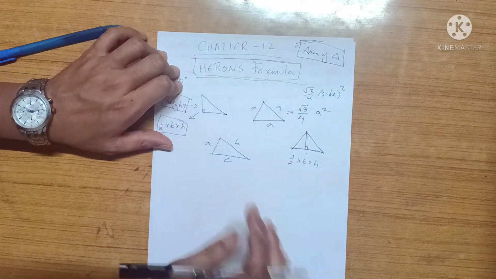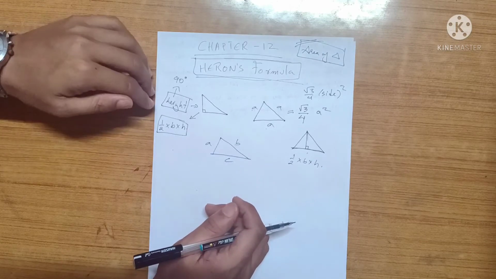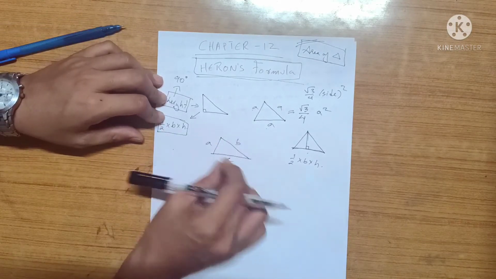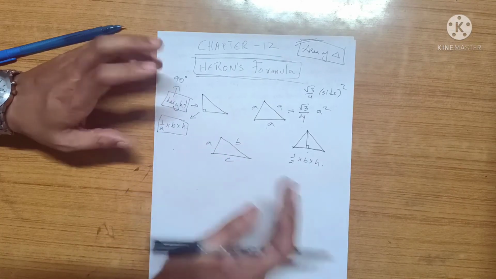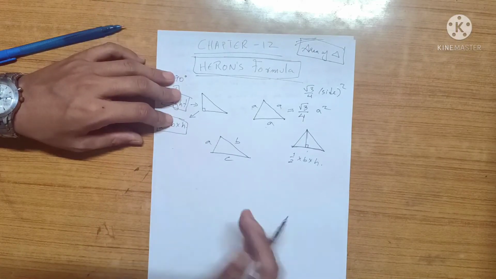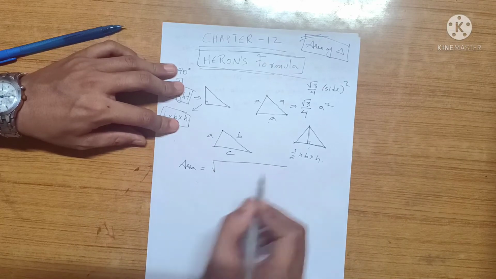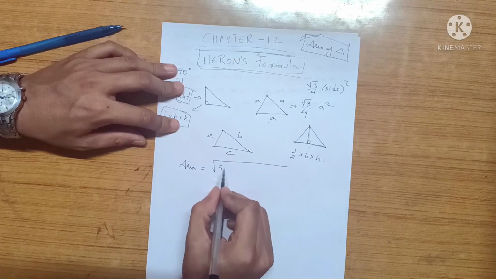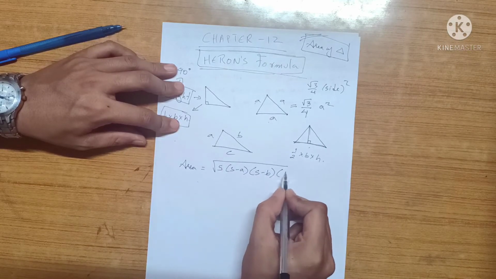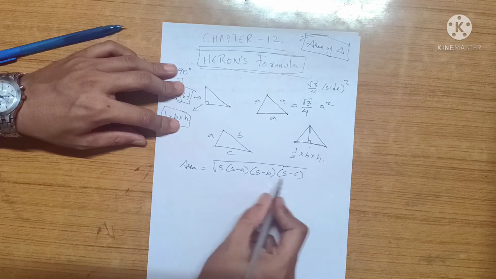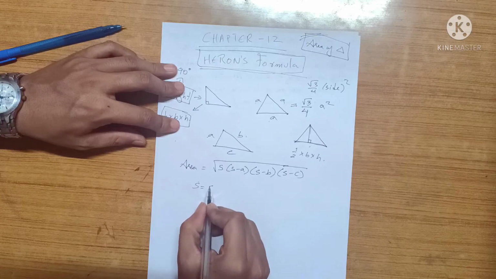Heron's formula is basically finding the area of a triangle whose sides are known, and all the sides are not equal, or two sides are equal. So how do we do it? The formula is simple. Area equals the square root of S into S minus A, S minus B, S minus C, where A, B, C are the sides of the triangle, and S is the semi-perimeter. It looks complicated, but it's very easy.